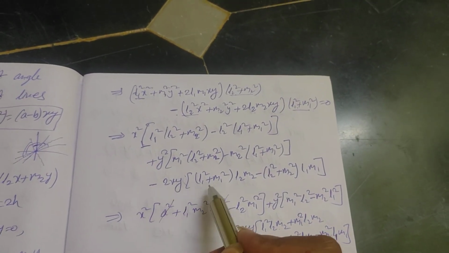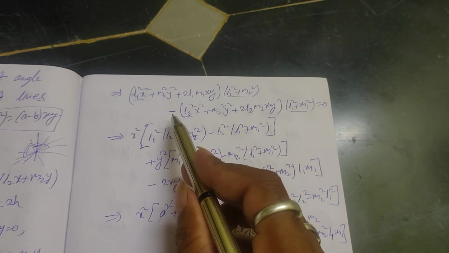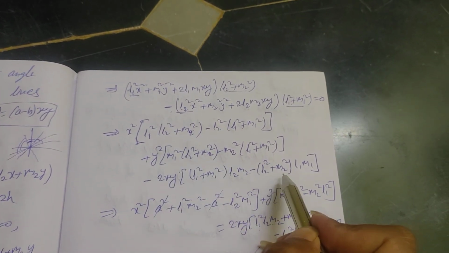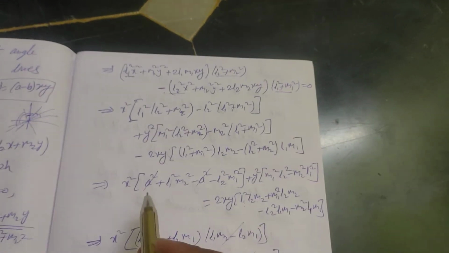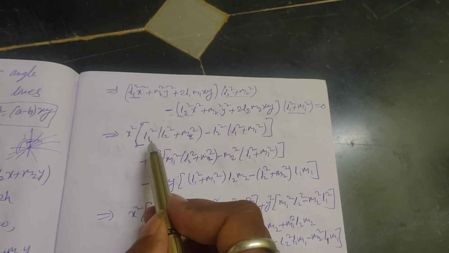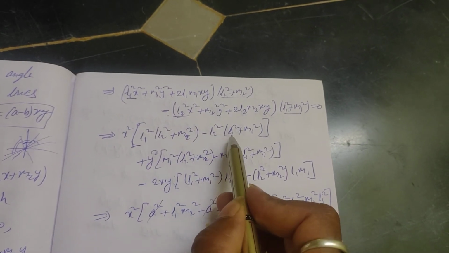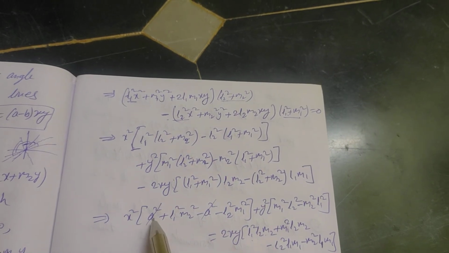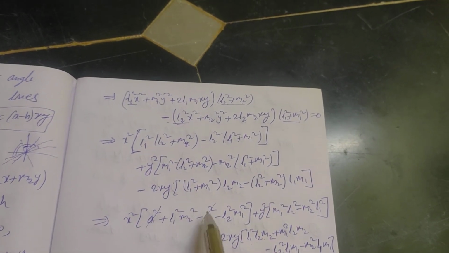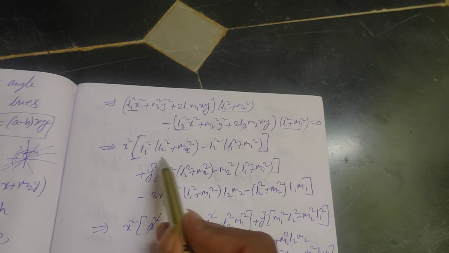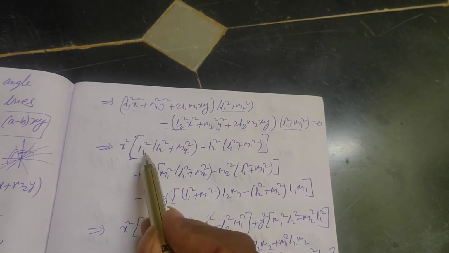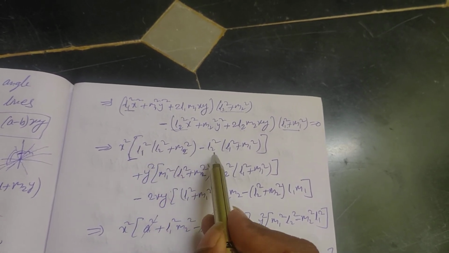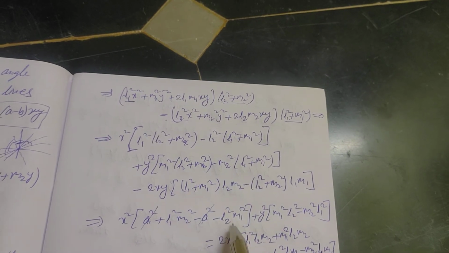So minus 2xy into L1 square plus M1 square into L2 M2, minus L2 square plus M2 square into L1 M1. Just simplification. Here this gives L1 square L2 square, here minus L2 square L1 square. Both are the same, so they cancel. Otherwise that gives L1 L2 whole square, which is nothing but A square. Here also A square, but no need to write. Directly you can cancel, and the leftover terms will be L1 square M2 square and minus L2 square M1 square.